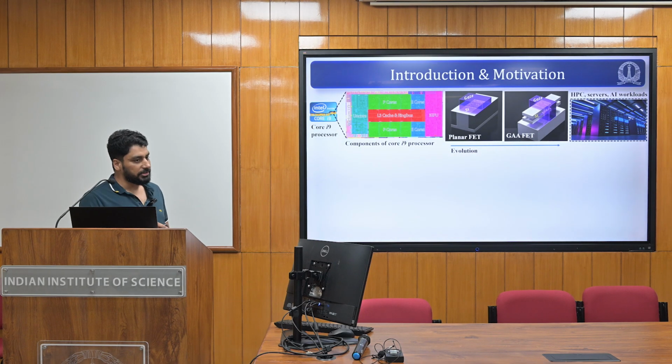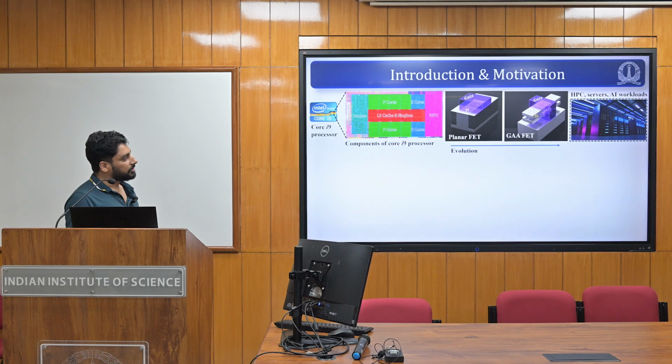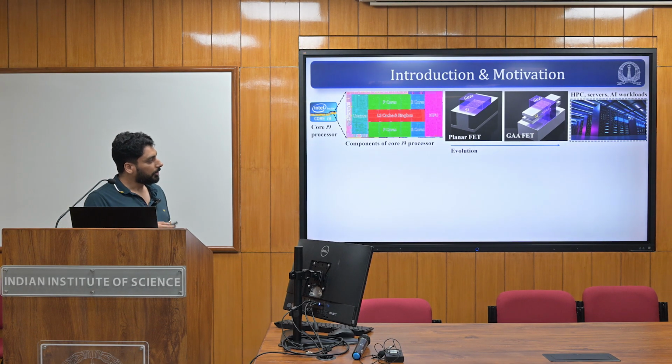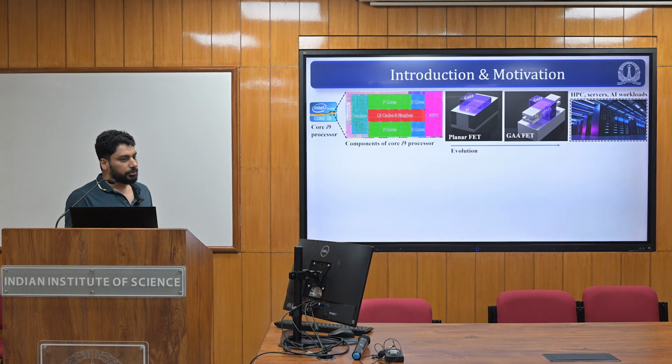Over the years, the architecture of the transistor has evolved from planar FET to currently what we have, gate all-around FET, with the goal to have high performance, high speed, and reduced energy consumption.